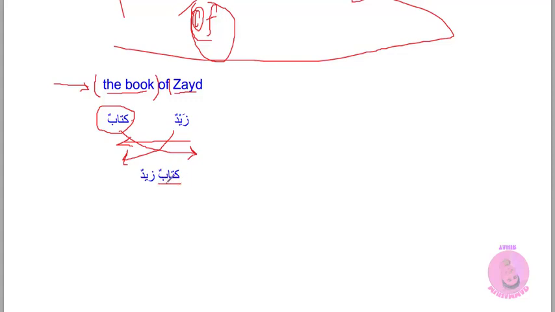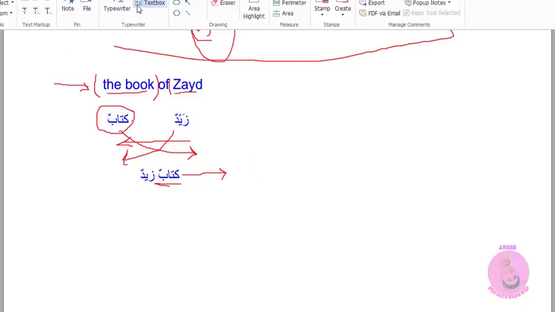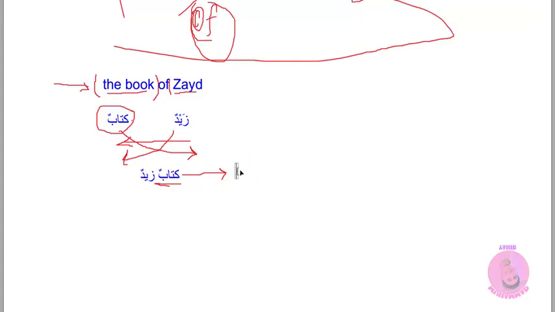This is the possessed noun, which is called muzaf. I will write it here for you. Muzaf. And this one, Zaidun, is called mudafun ilayhi.